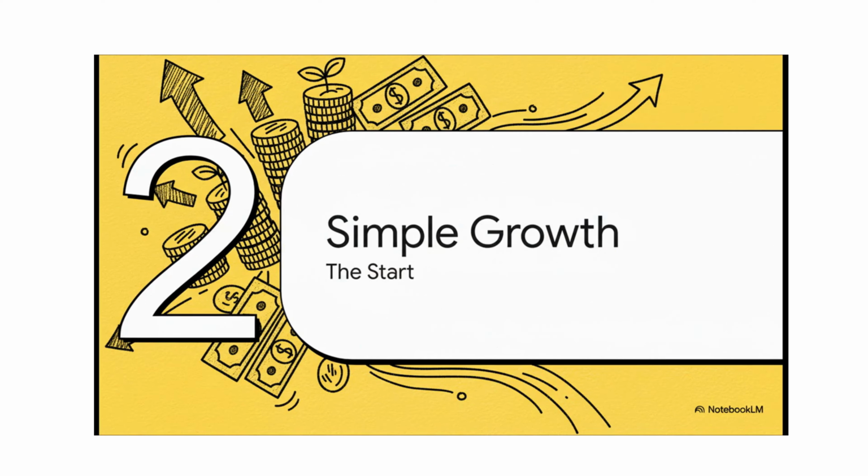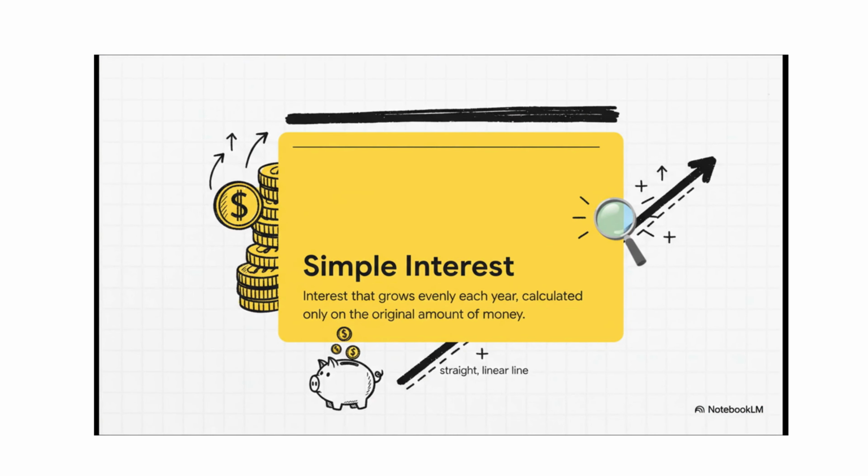So, you've got some savings. Awesome. But how do you make it grow? Let's talk about the first, most straightforward step on the path to making your money work for you. This is something called simple interest. And honestly, the name says it all. The interest you earn is based only on that initial amount you saved. It's a straight, steady, and totally predictable way for your money to grow.